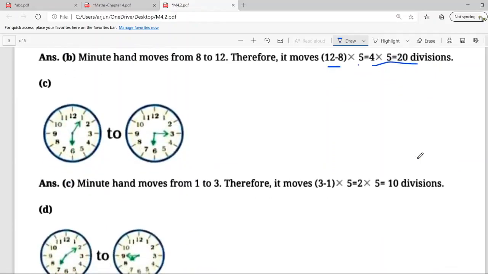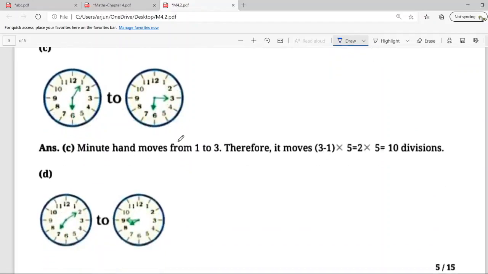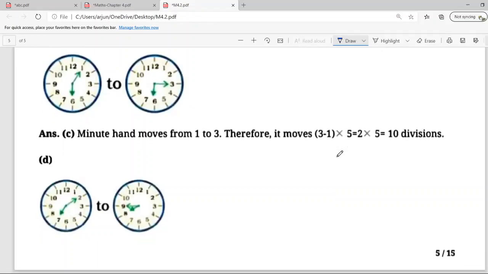Similarly, these questions can be done here. 3 minus 1 is 2, into 5, that is 10 divisions. That means 10 minutes have passed. And the D1 you have to do in your homework. So that is for today. I am sharing one PDF file which consists of the questions and answers which we have discussed in this lecture, and you have to write them in your notebook. Only the questions and answers which I am sharing through the PDF have to be written in the notebook. Nothing else has to be written.